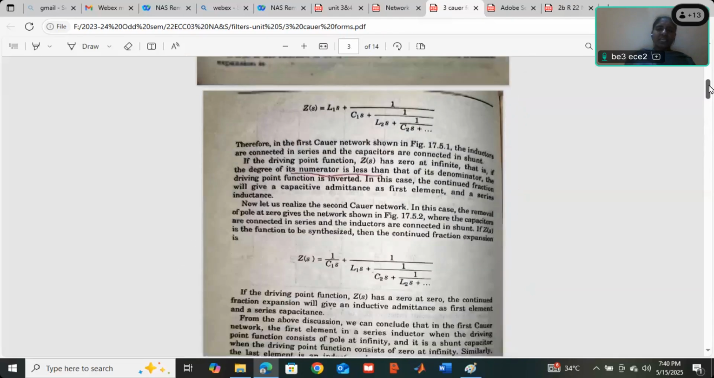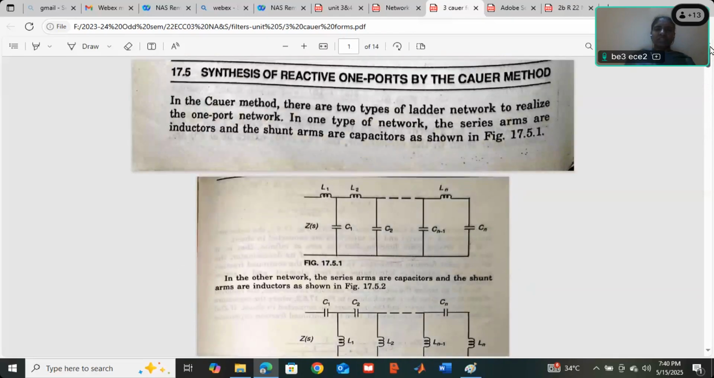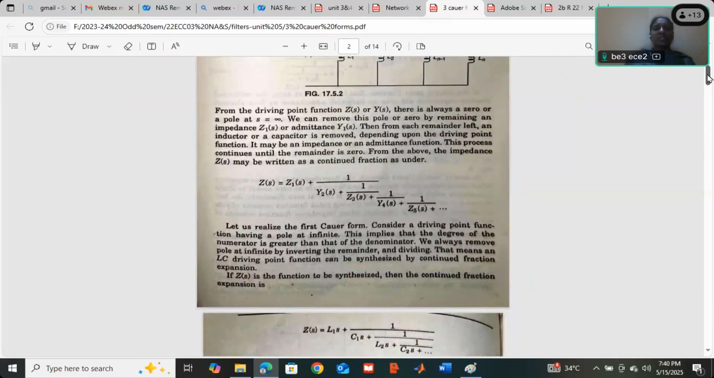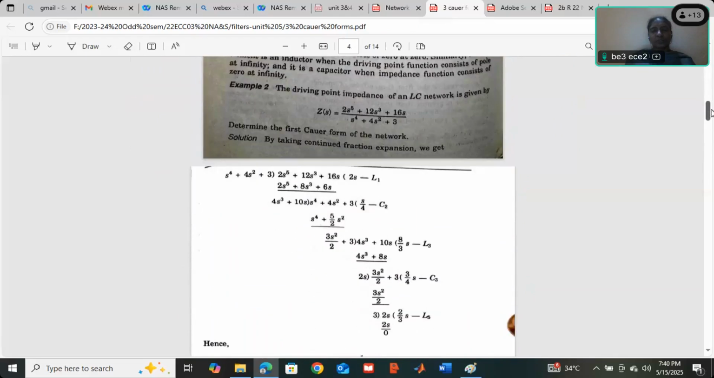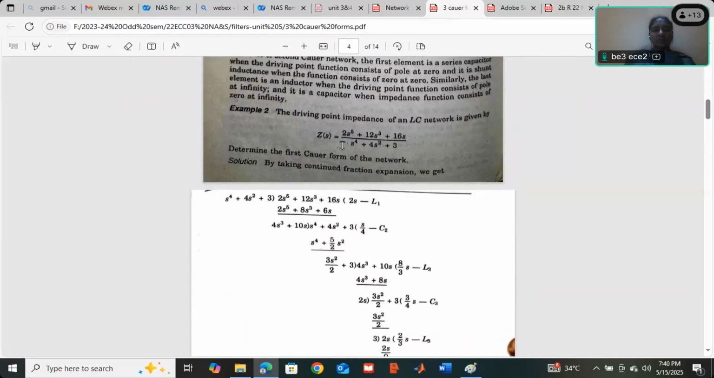So everywhere in Cauer form, it is division only. Whatever transfer function is given, the numerator is taken as the dividend and the denominator is taken as the divisor. You see here one problem.